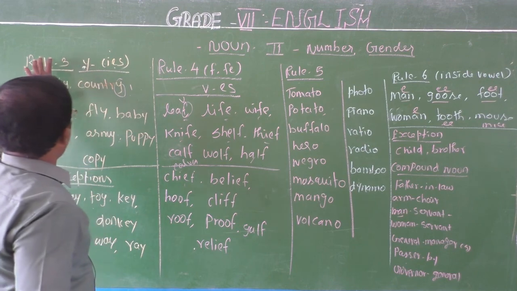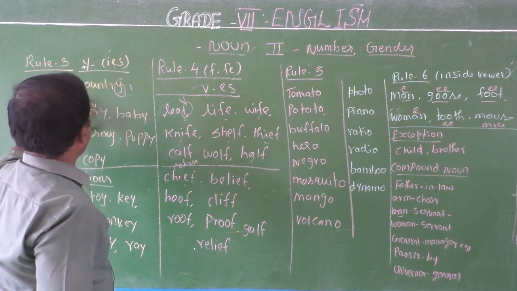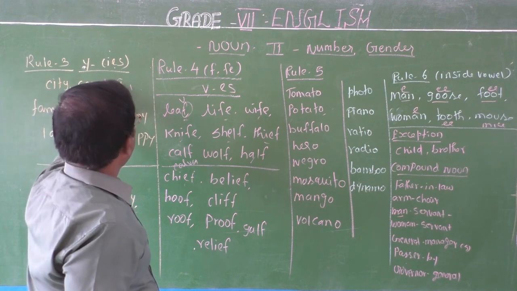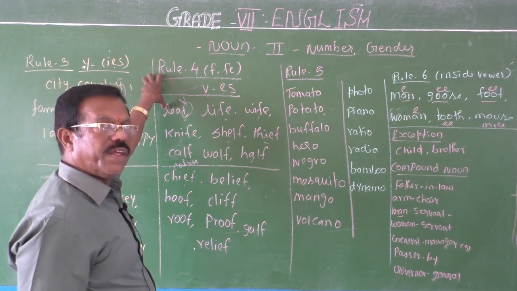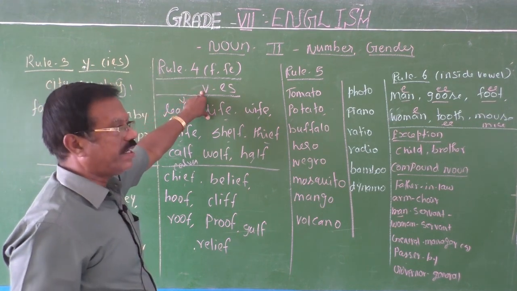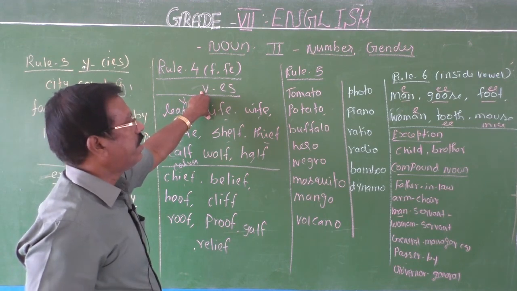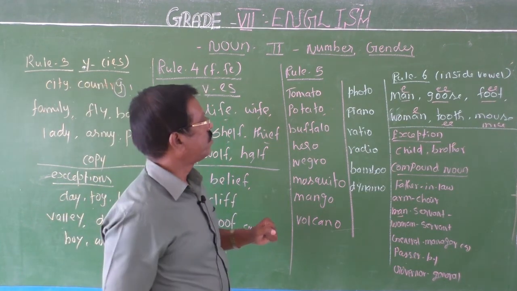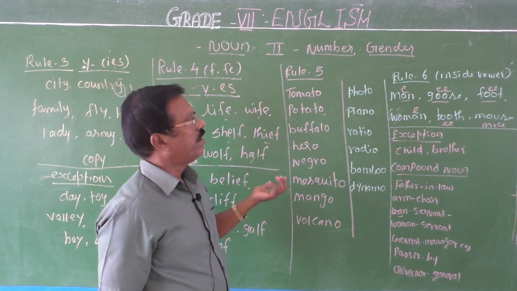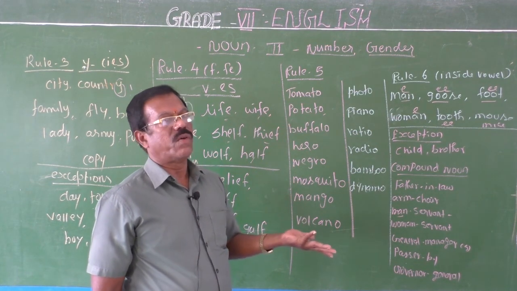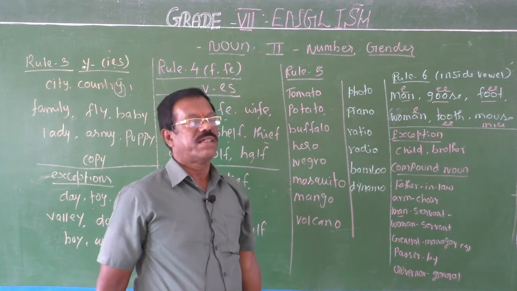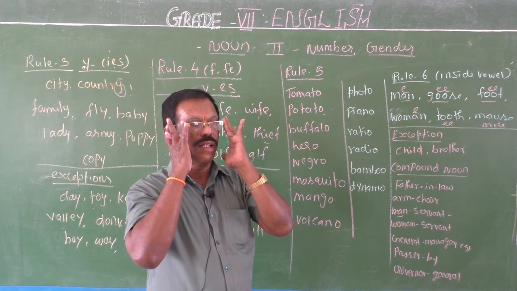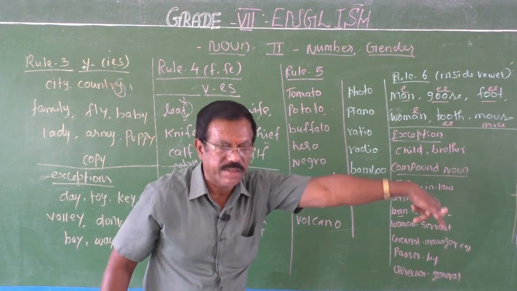Let me repeat all the rules. Rule number 3: all nouns that end in Y, this Y should be changed into I, then we have to add ES. Rule number 4: all nouns that end in F or FE, the F or FE should be changed into V, then we have to add ES to get the plural. In rule number 5, all nouns that end in O get their plural by taking ES. We have some exceptions also. In rule number 6, there are some nouns which get their plural by changing inside vowels. In rule number 7, we have some compound nouns. These compound nouns get their plural by adding S to the root word.